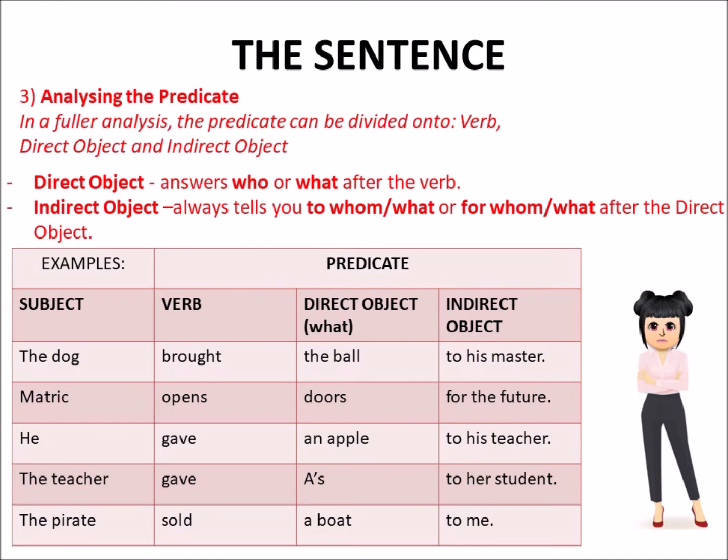Direct object answers who or what after the verb. Indirect object always tells you to whom, what or for whom, what after the direct object. Please look at the table below for the examples of analyzing the predicate.